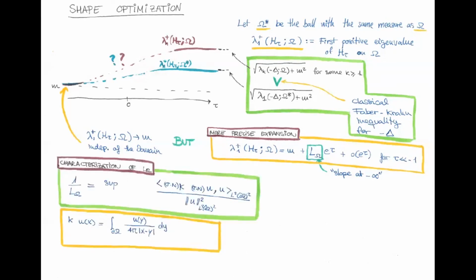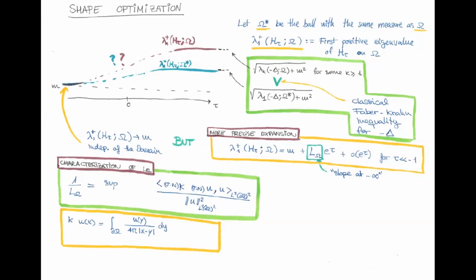But what we managed to do is, first, we were able to relate this constant with the maximization, say, of a Rayleigh quotient of this type, where we have here the L2 norm of u on the boundary, and then here we have an integral operator.